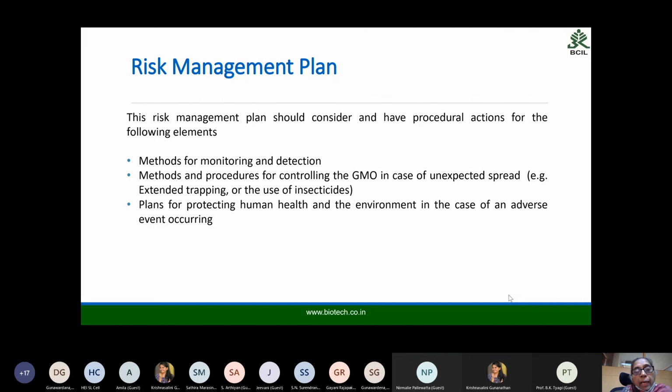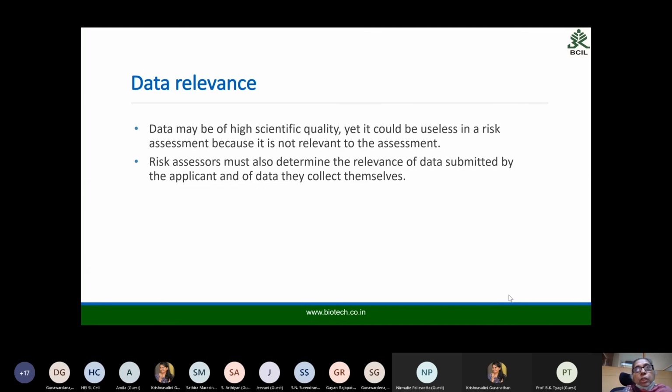The risk management plan, what you are going to have, method for monitoring, method and procedure for controlling in case of unexpected spread, plan for protecting human health and environment. All this will be part of your risk management plan. Now this is what all is in the application form.